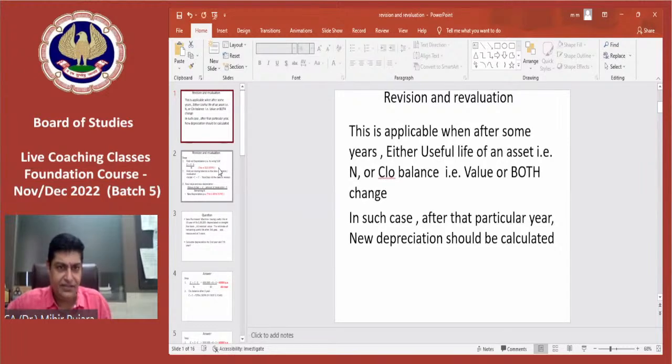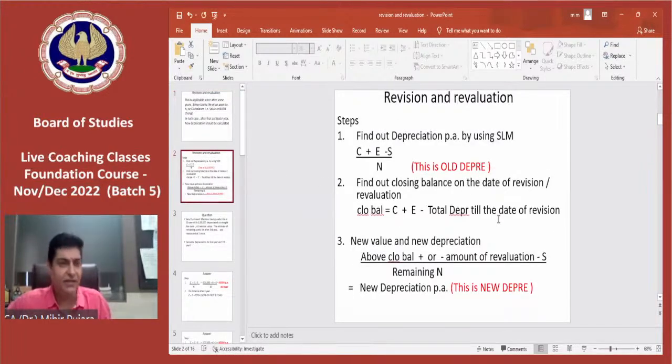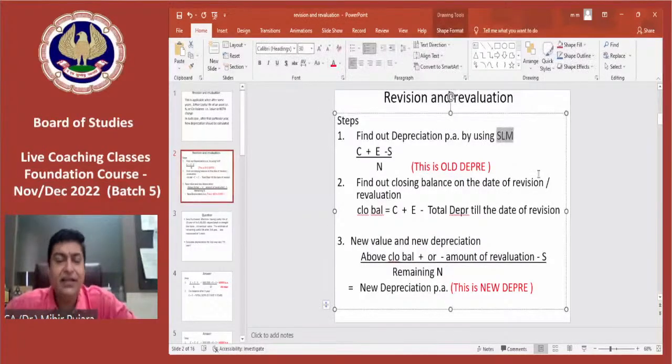Okay, guys, and this is the calculation of depreciation. So first, find out depreciation by using the straight line method. Now, friends, let me make it very clear. In such type of question, by default, we have to assume the straight line method.